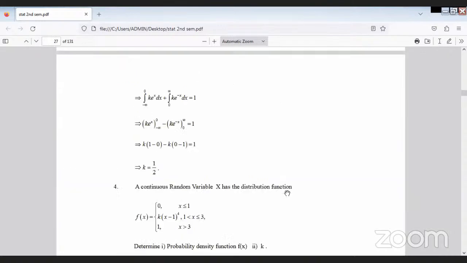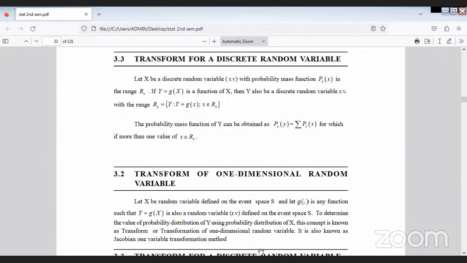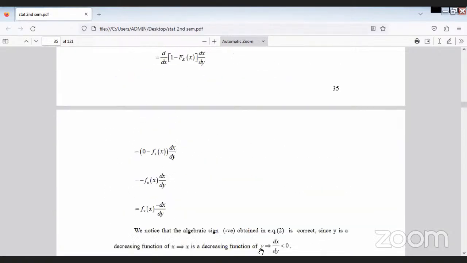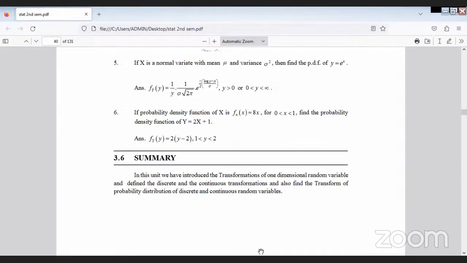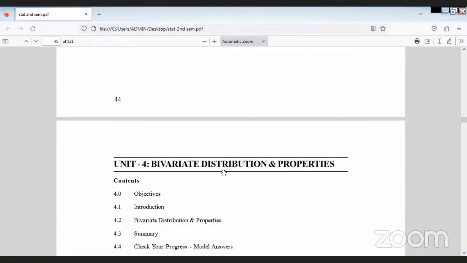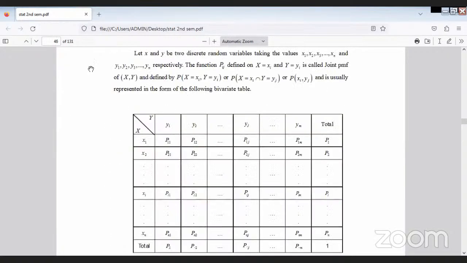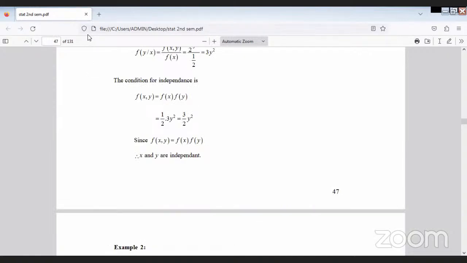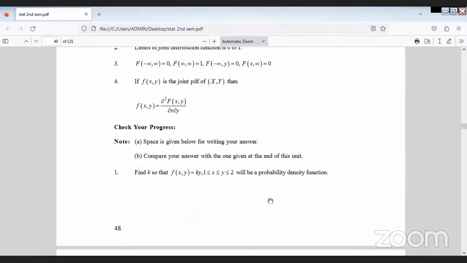Go silent, just wait. I'm downloading the page. Bivariate distribution properties. Tell me. Yes, sir. Check your progress problems, first problem, sir. Check your progress. Tell me.